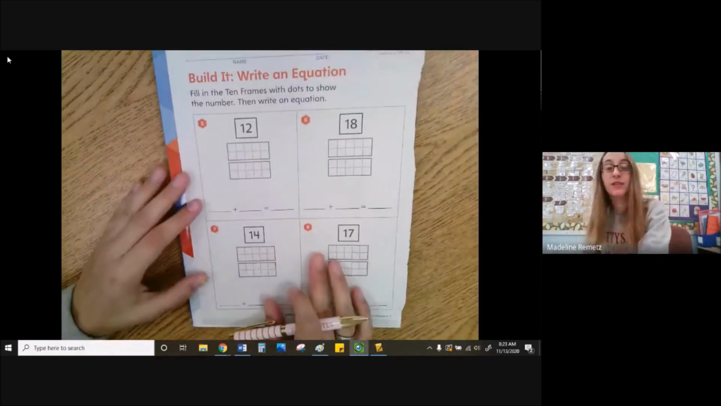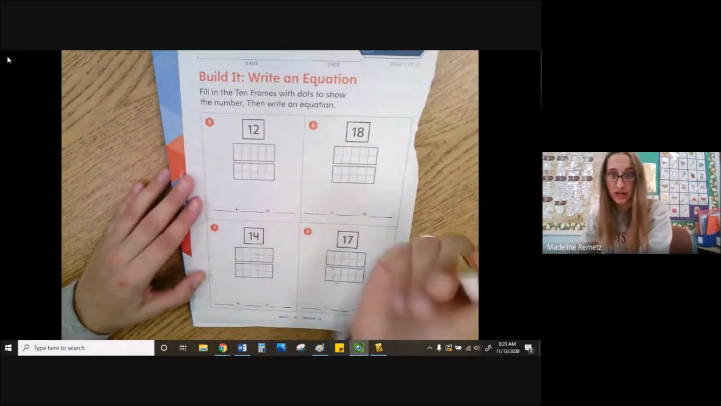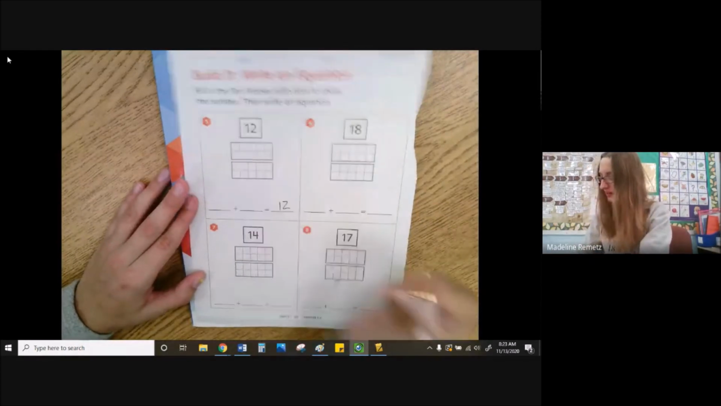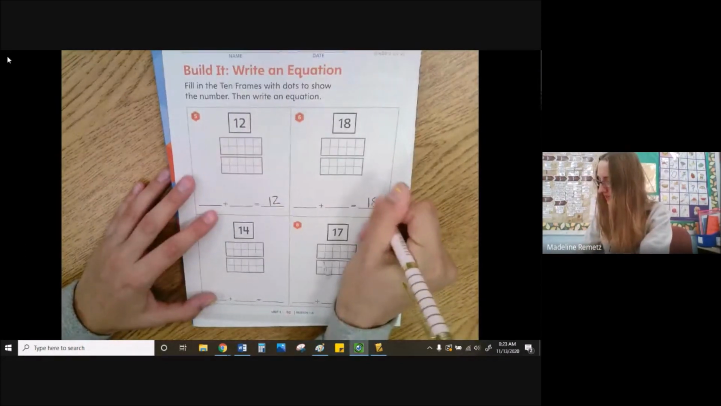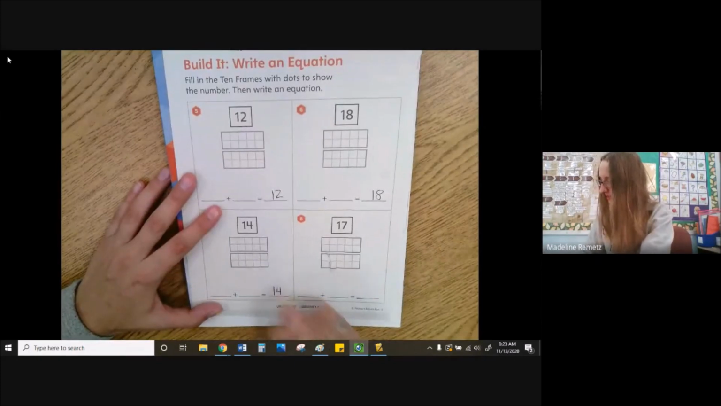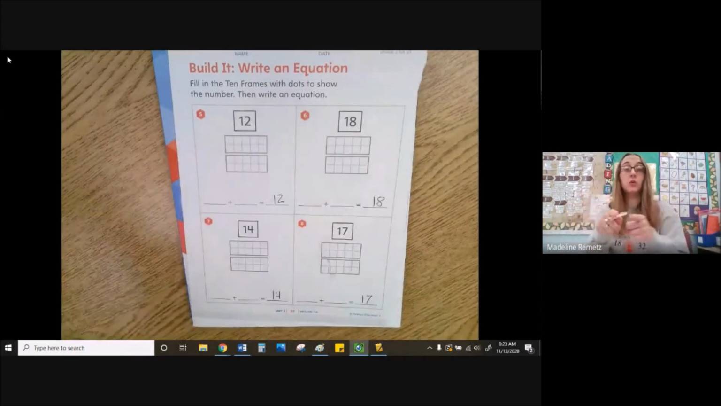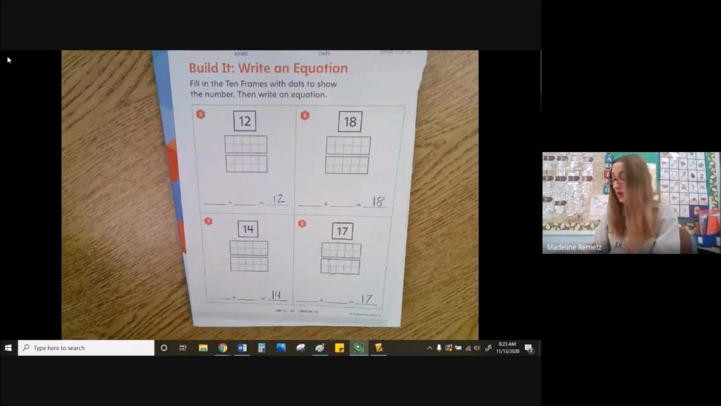So now this part, they actually give you the number already. So you know the answer here, 12. You know the answer here is 18. Here is 14. Here is 17. But you first graders get to make up the equation.